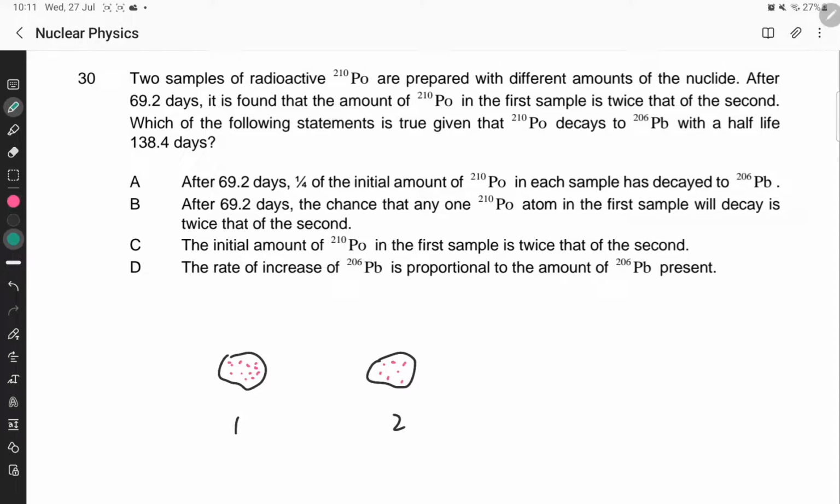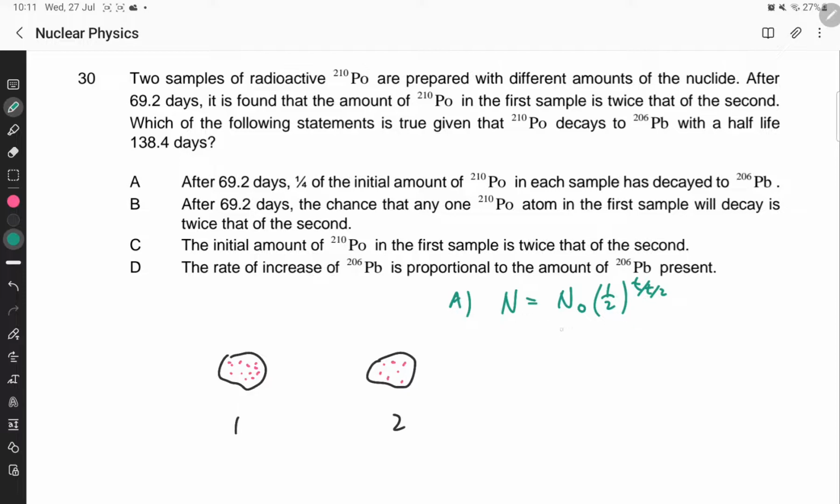Let's look at option A. After 69.2 days, is it true that 1/4 of the initial amount has decayed to lead? Well, you can look at the formula, N equals N naught half to the power of t upon t half. So this is for option A.